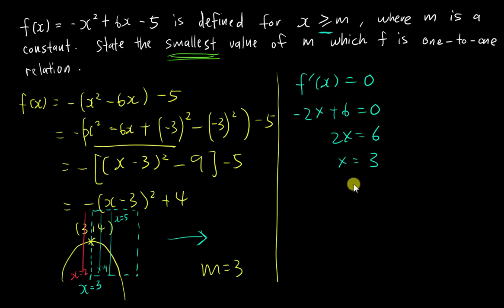Alright, so basically I get my minimum x value. So therefore I know I need to cut from the minimum value, right? So my x must be equal to 3, the value 3 here. So therefore my m must be equal to 3. Alright, so yeah, this is how I do this kind of question. I hope this short video can help you understand how to make a quadratic function into a one-to-one relation.